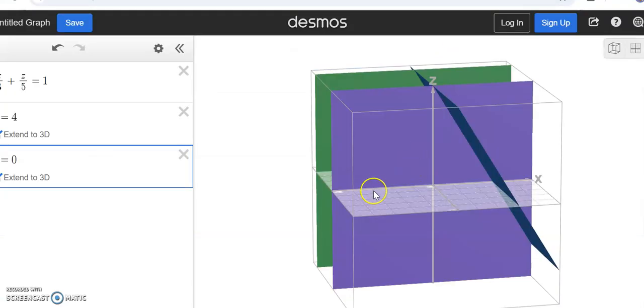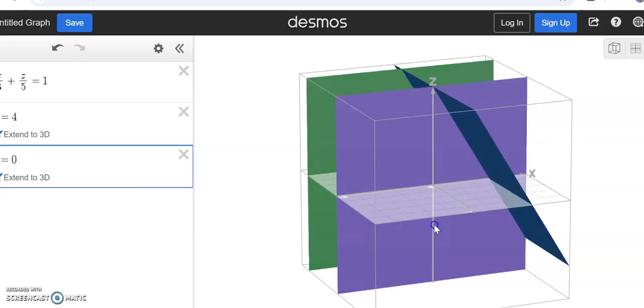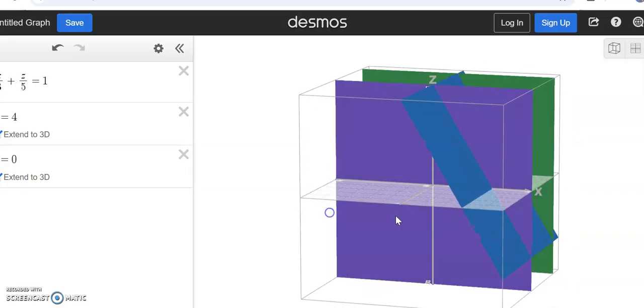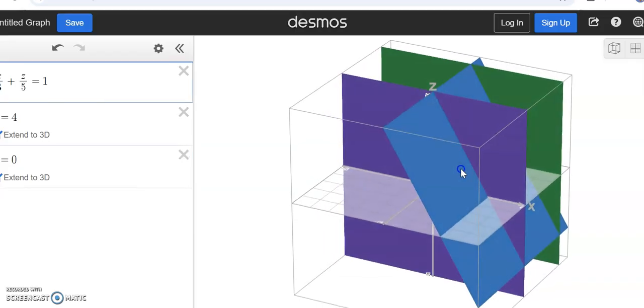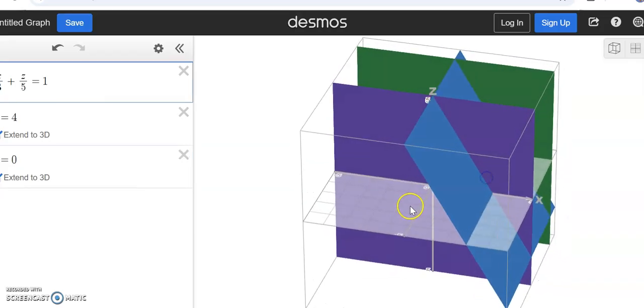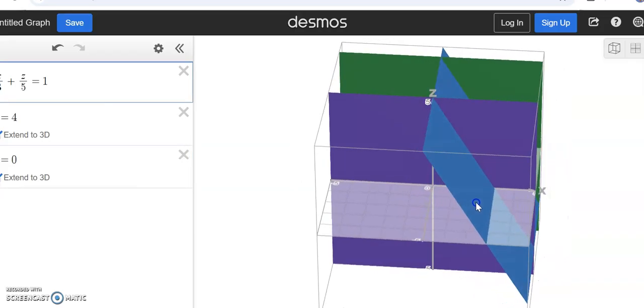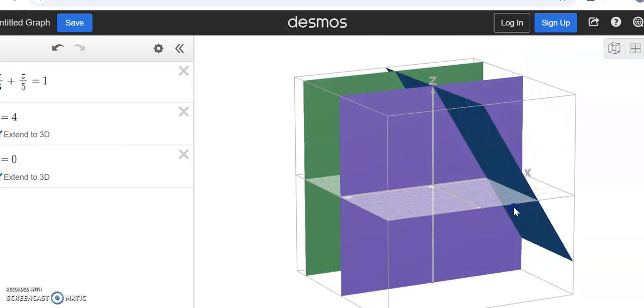Now the region or the enclosed volume will look like this. So the blue surface is x by 3 plus z by 5 equal to 1.